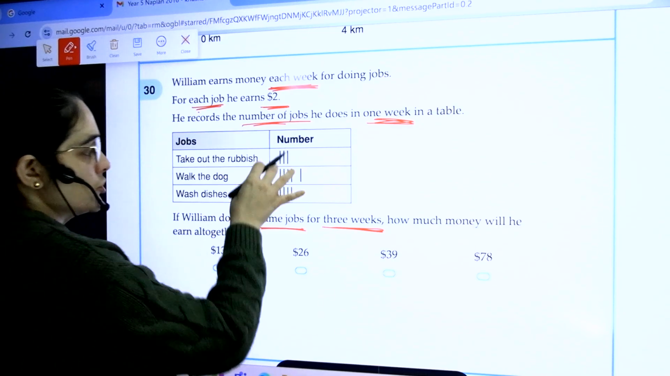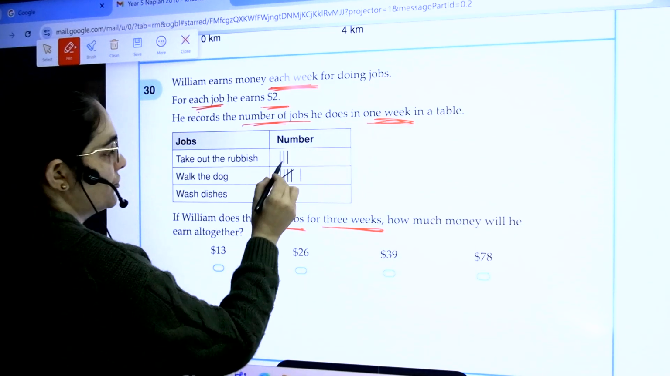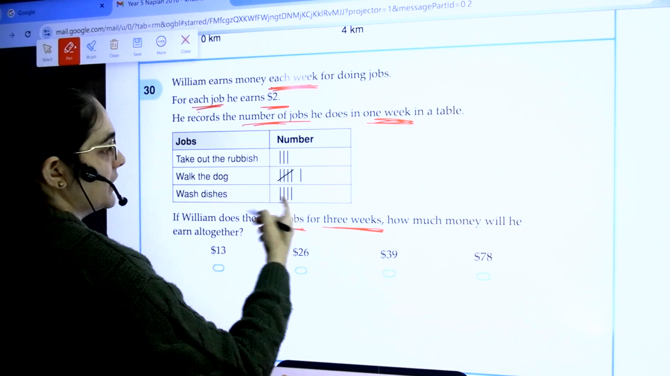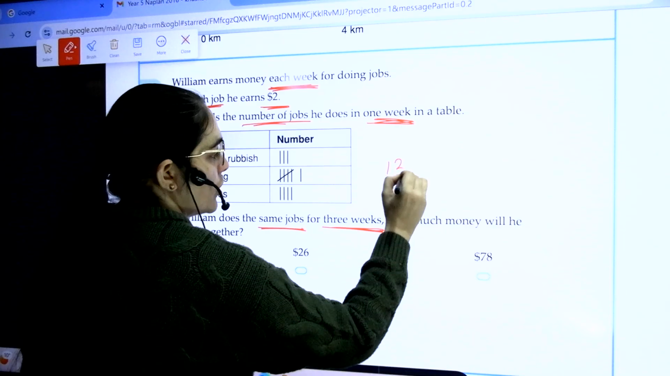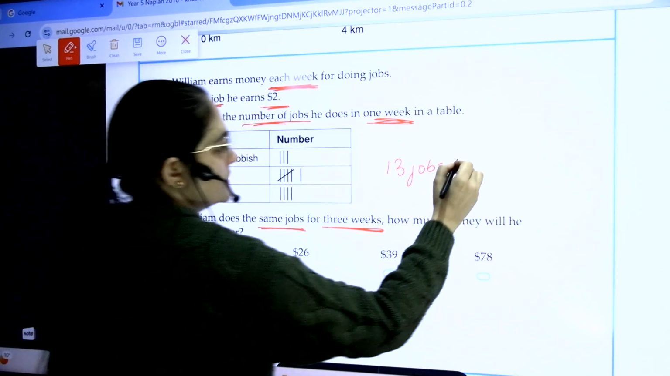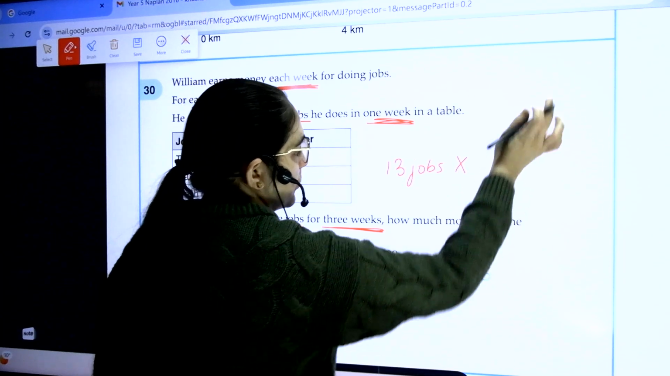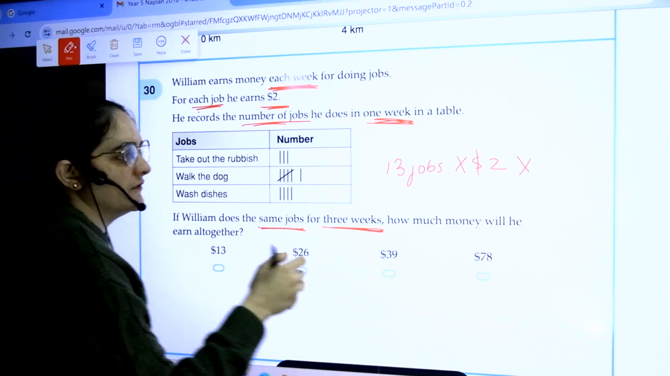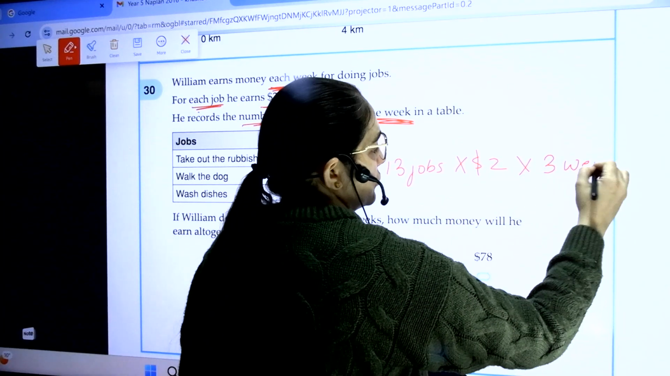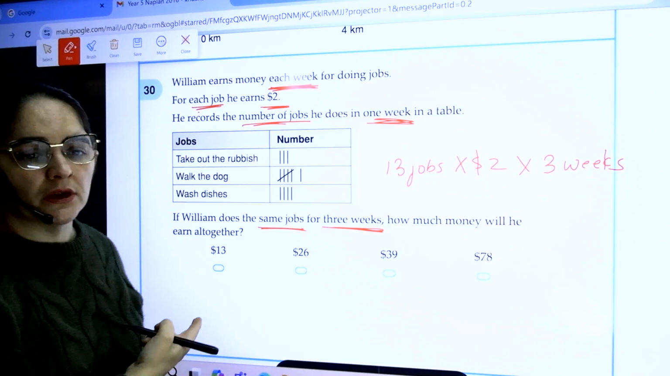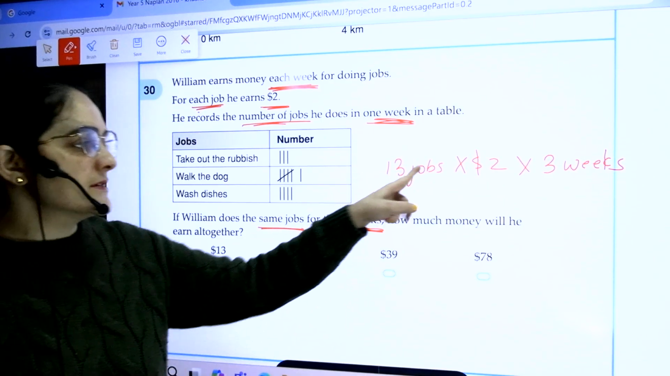So let's see how many jobs he is doing in 1 week. 3 plus 5, 8 plus 1, 9 plus 4, I think 13. So he's doing 13 jobs. Okay, and he's getting $2 for each job, and he did that for 3 weeks. You should be multiplying logically to get the amount he earned, because for every job he is getting $2.